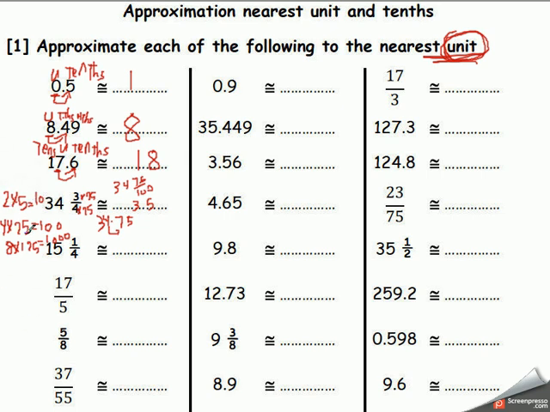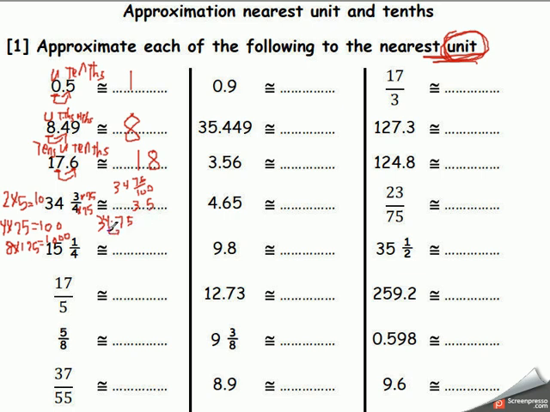2 times 5 equals 10, 4 times 25 equals 100, 8 times 125 equals 1000. Here I have 4, so I multiply by 25 up and down. 3 times 25 equals 75, 4 times 25 equals 100, so 34, I will write it again, and 75 over 100 becomes 34.75.